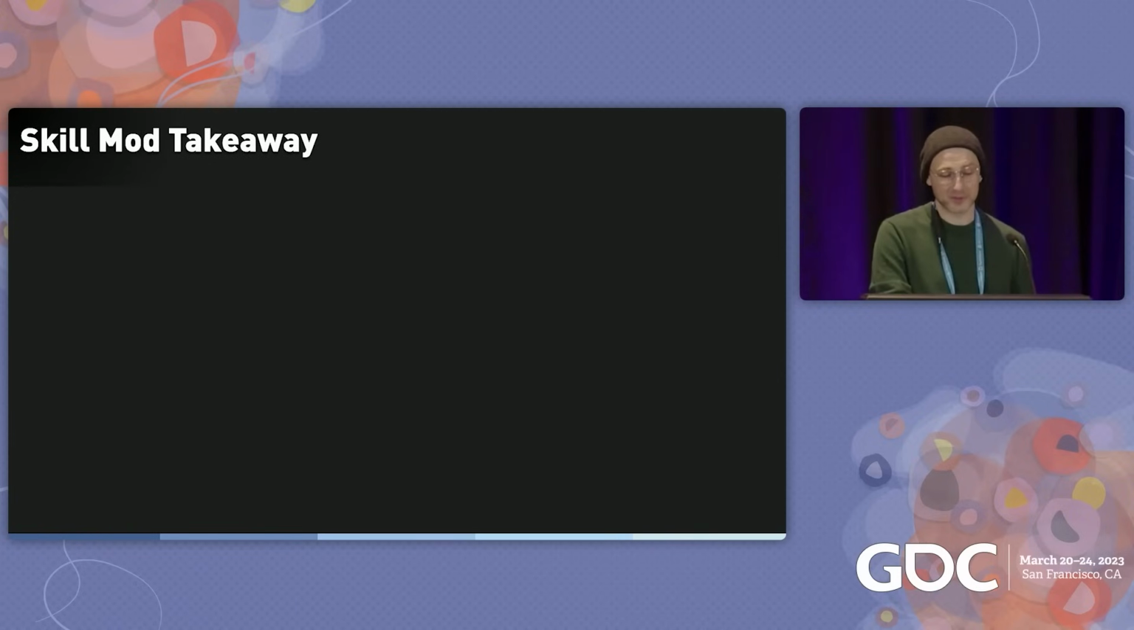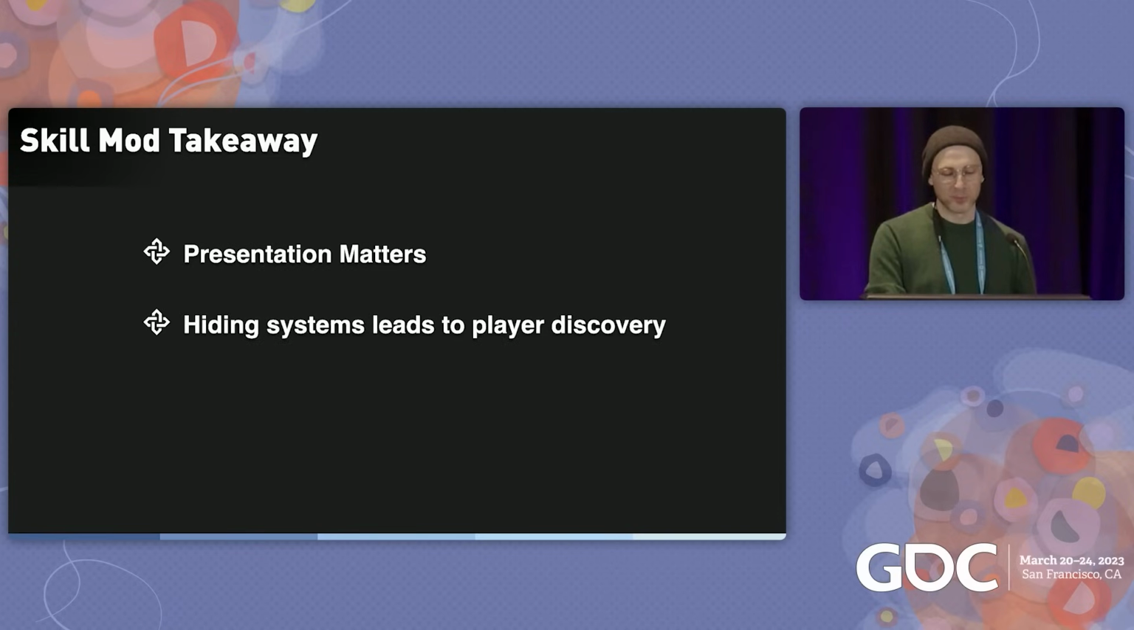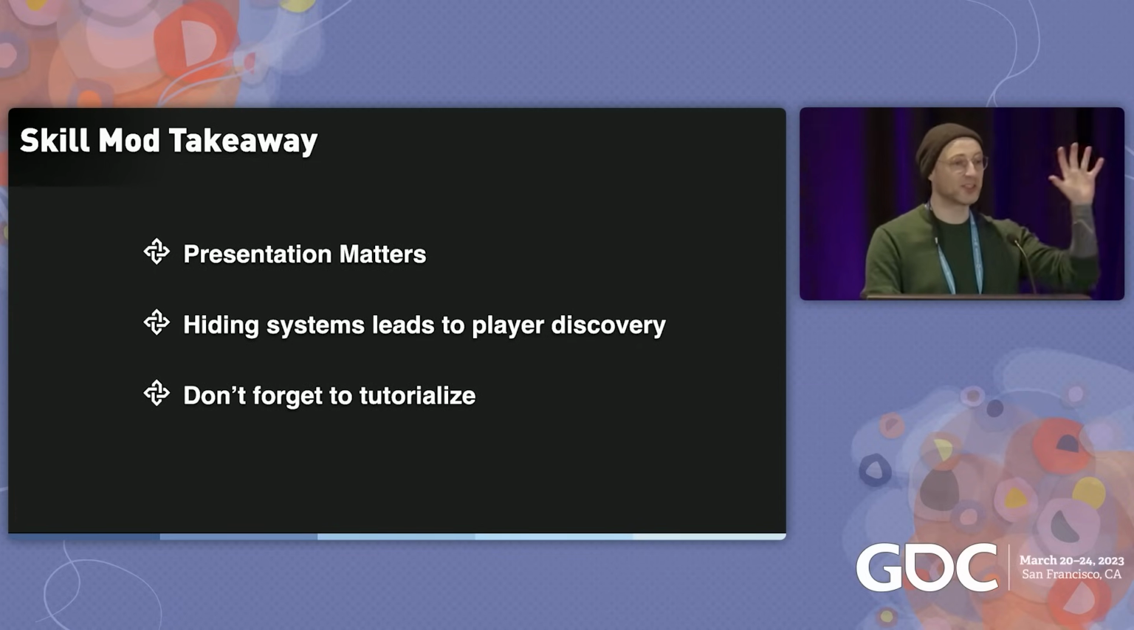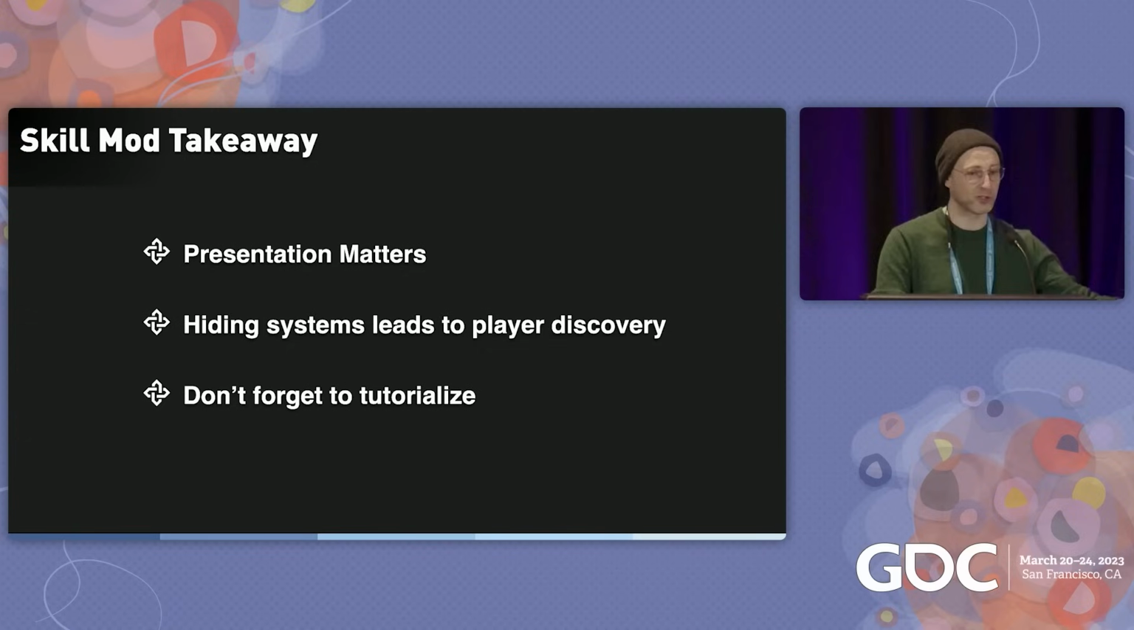So some takeaways. Presentation matters, especially for systems that require active engagement. But hiding progression systems, especially if they're targeted towards high-end or endgame players, can be really valuable because it makes them novel. But don't forget to tutorialize it because you want to really introduce the fact that this is something brand new. You've never seen this before. And then they know it's a brand new system.